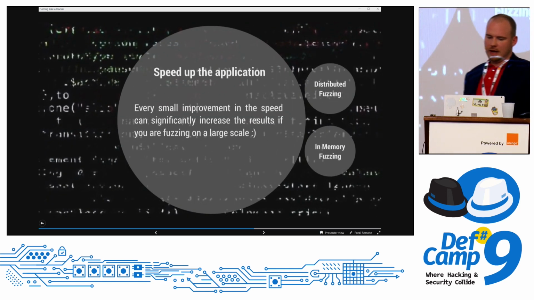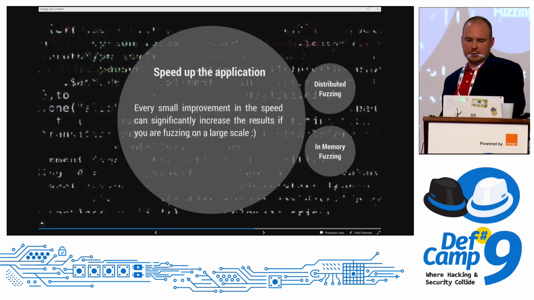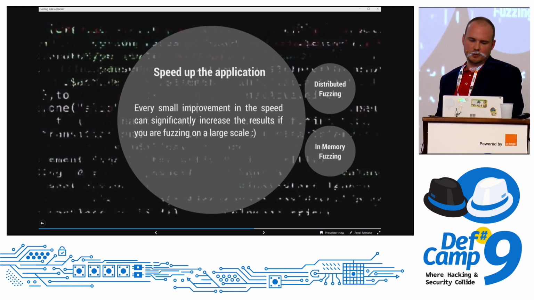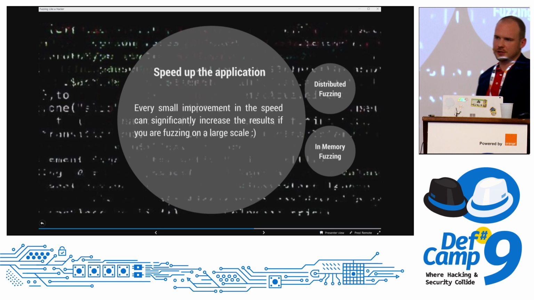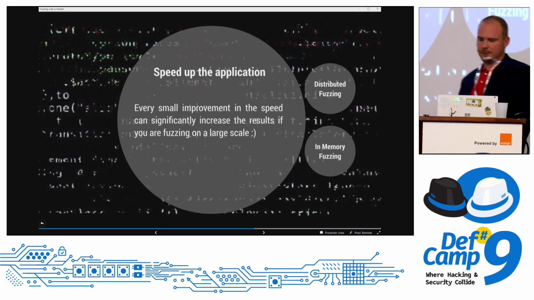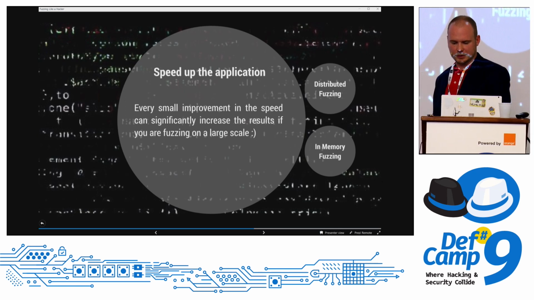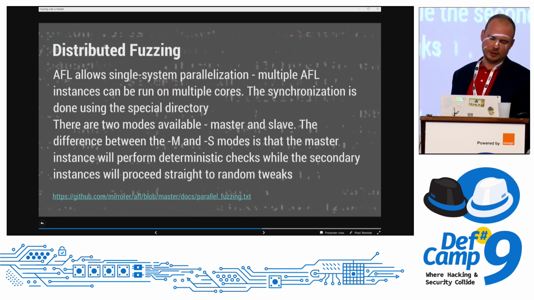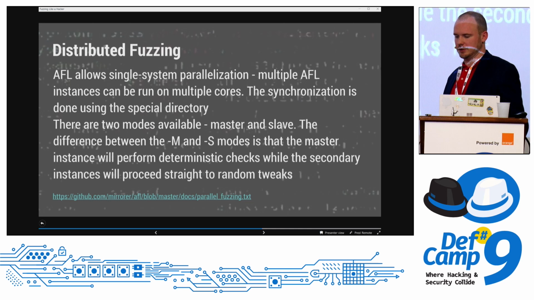Okay, so we have all of this, but how about speeding up the application, right? Because even if you make it work faster by 5 to 10%, if you're fuzzing on a larger scale, it gives you a significant difference, right? What can you do? You can do distributed fuzzing, right? I already mentioned there is this master-slave mode.